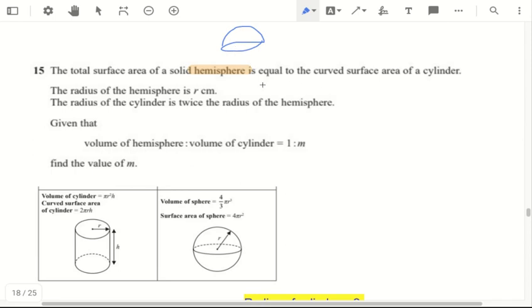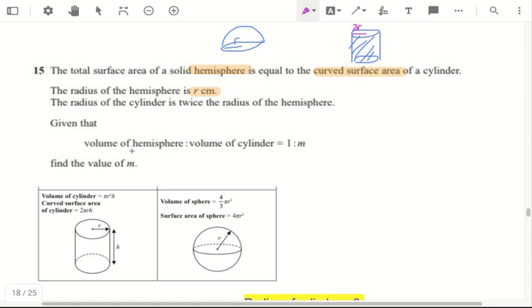Okay, and then the question says the total surface area of a hemisphere is equal to the curved surface area of the cylinder. So the curved surface area is only this. Okay, there's no top, there's no bottom. I only want to find the curved surface area. Then the radius is given as R cm for the hemisphere. Okay, R cm. So this is R. Then the radius of the cylinder is twice. So the radius of the cylinder is 2R.